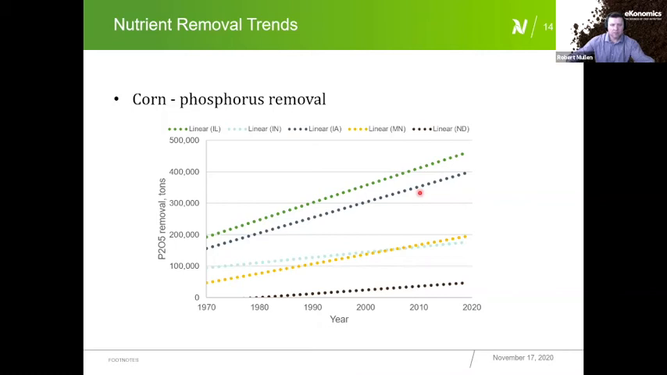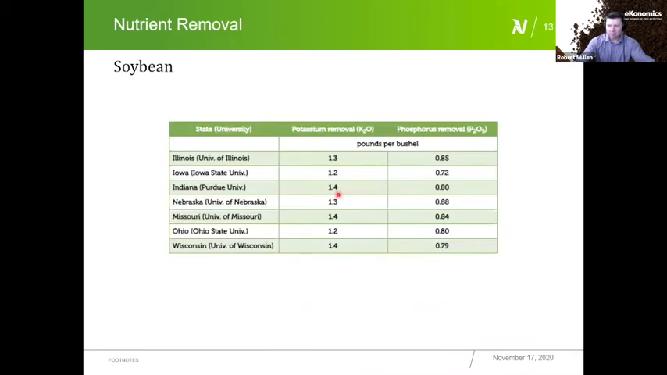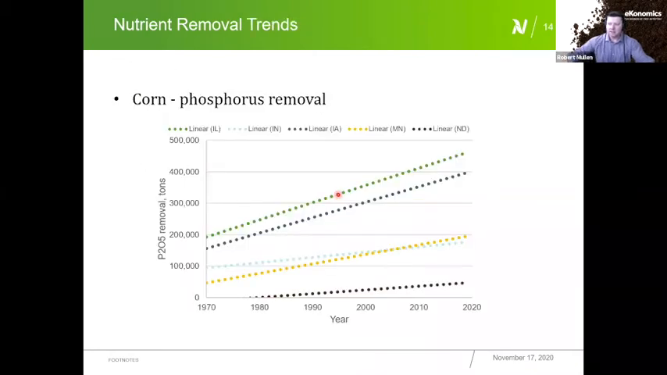And a lot of these are going to be driven by yield, right? Because the nutrient removal is going to be considered a constant. I'm just using the values that I'm reporting here, and then multiplying those by the total production, which is going to be, again, yield and acres under production, and coming up with this estimate of what phosphorus removal looks like.